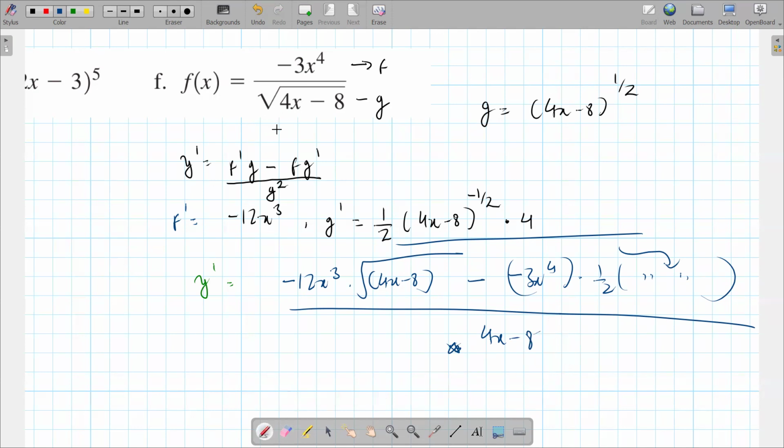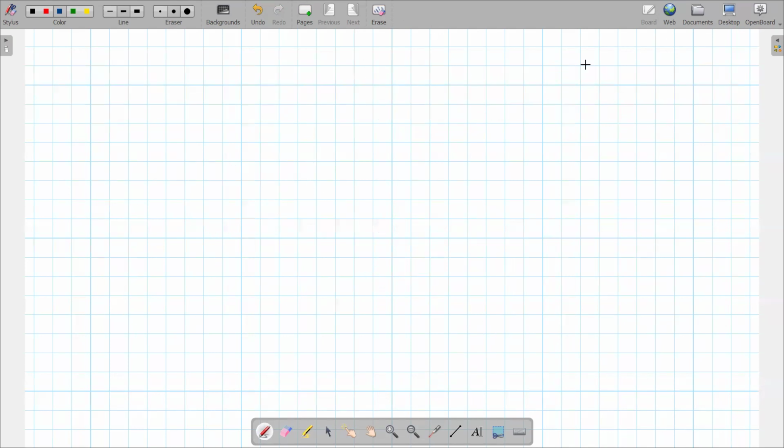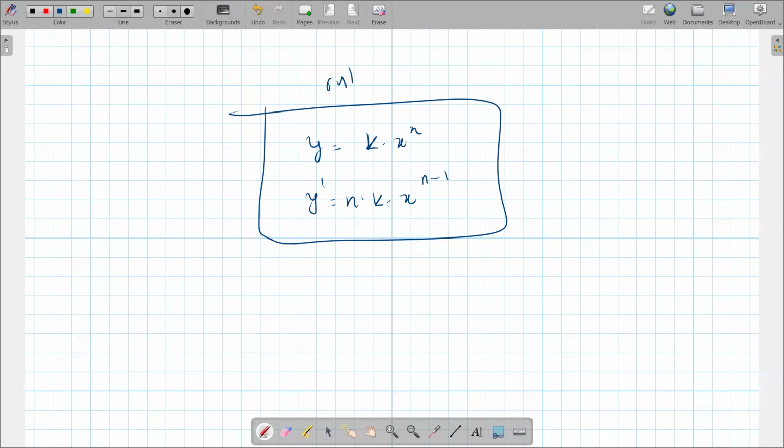Final answer. So even though it looks complicated, it really is easy, as long as you know how to bring these down. When you can apply this rule, things become much easier. So this y prime would be n times k times x to the power n minus 1. So this is the rule that we've been using.